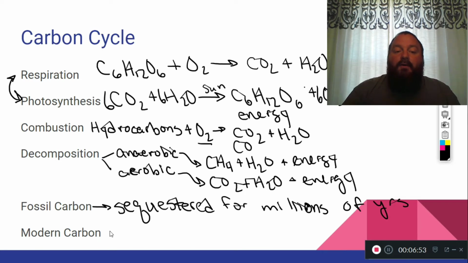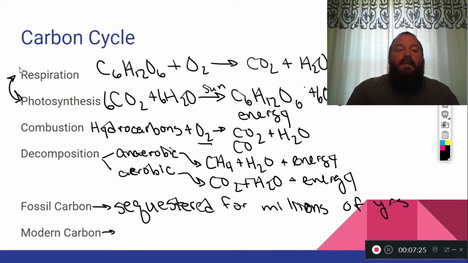So when we look at the modern carbon, this is going to be the stuff that's cycling naturally or even anthropogenically. That sequestered carbon was really important for us because that took carbon from the atmosphere millions of years ago, trapped it underground, and didn't allow that to go up into the sky. So it helped to maintain kind of an equilibrium amount of carbon dioxide in our atmosphere. Now, when we started to mine for that coal, oil, and natural gas and started to burn those, now we're putting excessive amounts of carbon dioxide up into the sky.